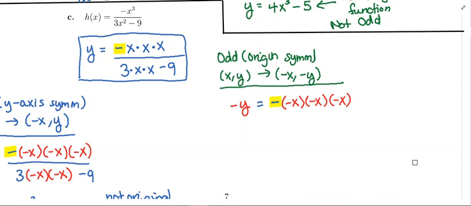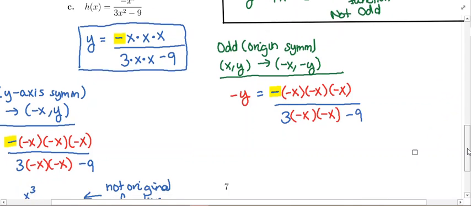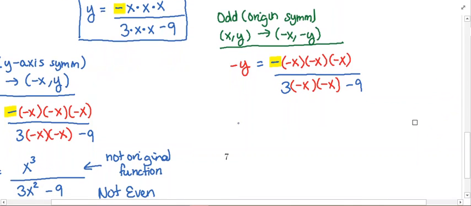Okay, in the denominator, we are going to have 3 times, we're going to replace each instance of x with negative x, so we're going to get this. Okay, don't forget the minus 9. All right, we need to simplify this. Okay, on the left, let's leave the y negative for a minute.